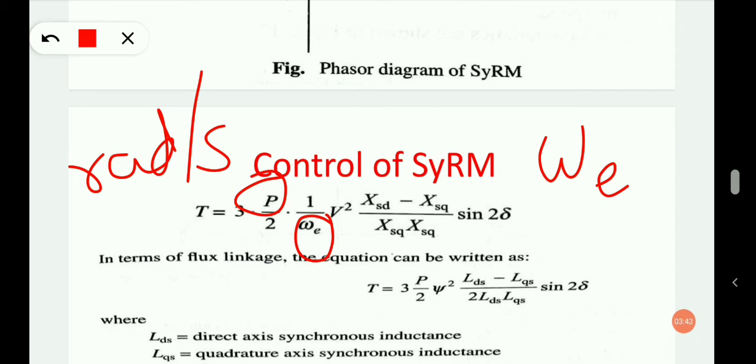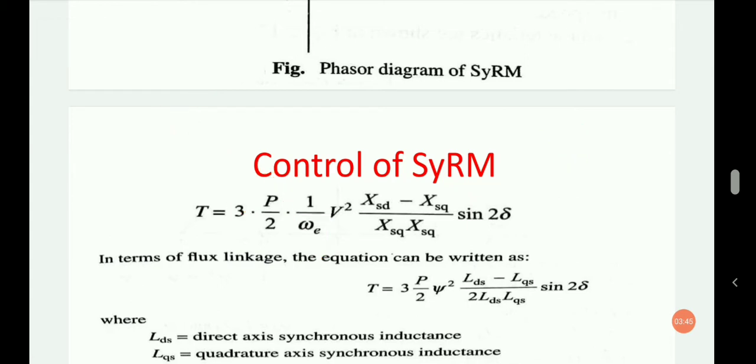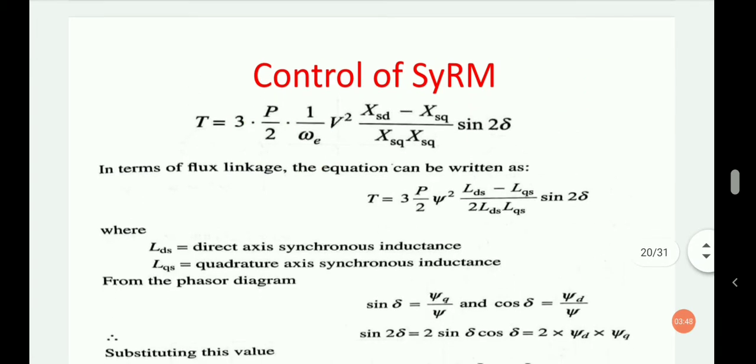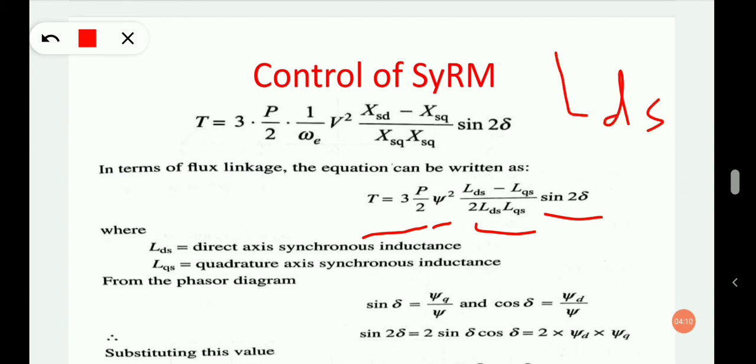In terms of flux linkages, the torque equation can be written as T equals 3 into P by 2 psi square (LDS minus LQS) upon 2 LDS into LQS into sine 2 del, where LDS is the direct axis synchronous inductance and LQS is the quadrature axis synchronous inductance.